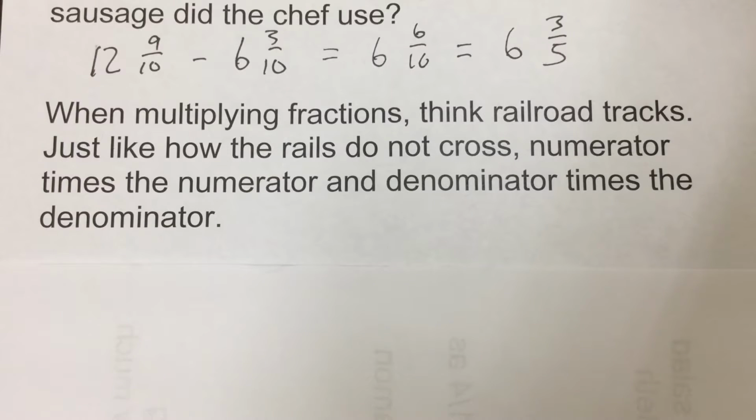So think of the top as the one rail, so you're going to multiply those two. The bottom is the other rail. You're going to multiply those two. You're not going to hop back and forth from rail to rail. Tops times the tops, bottoms times the bottoms.